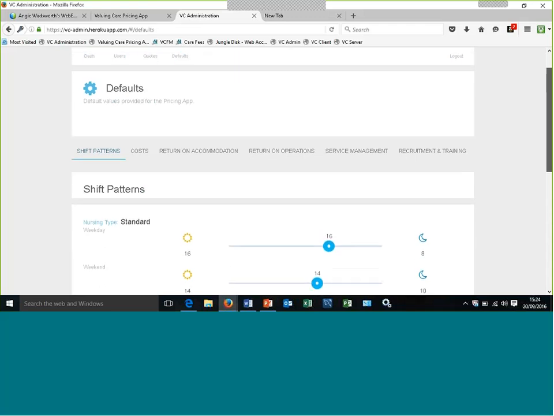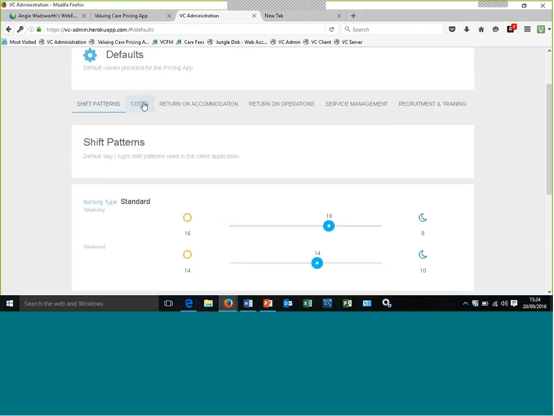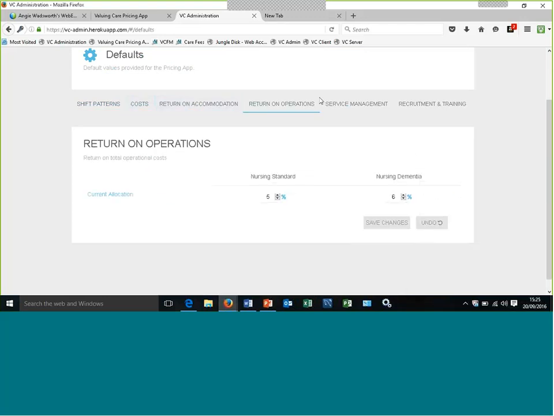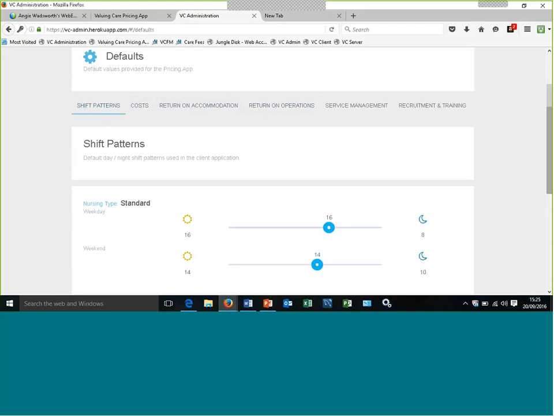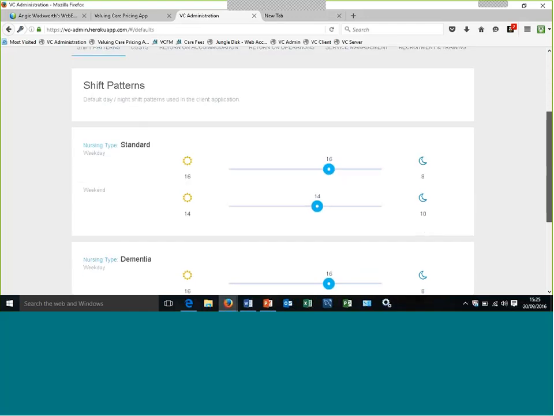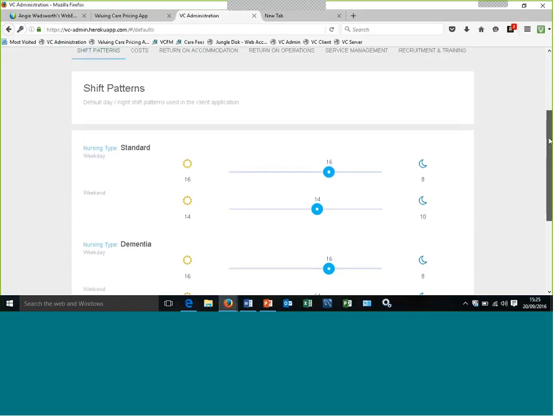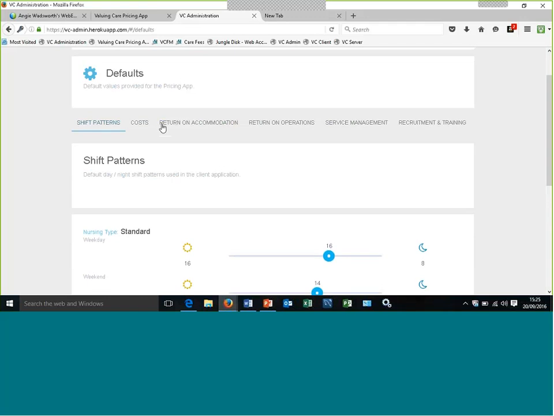So you'll see, again, it's a tabulated format, and the tabs allow us to record all of the cost elements that we would expect a provider to incur. So we have shift patterns, and you have shift patterns for each different service type. We know that younger adults in a disability residential setting probably have longer days than older adults, who may have a shorter day and a longer evening. So it's important, but you've got all of your shift patterns here.